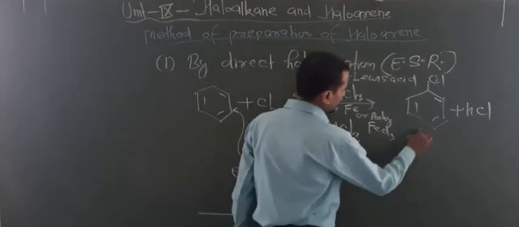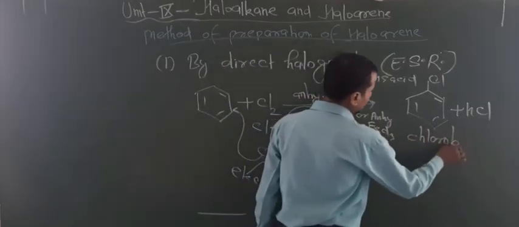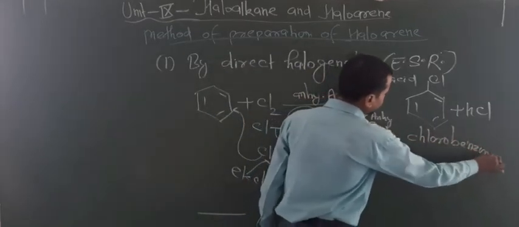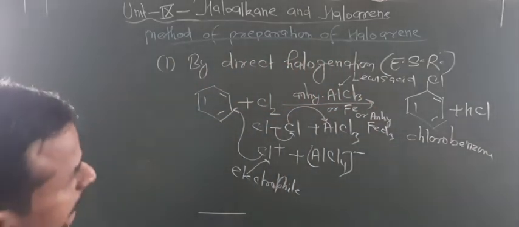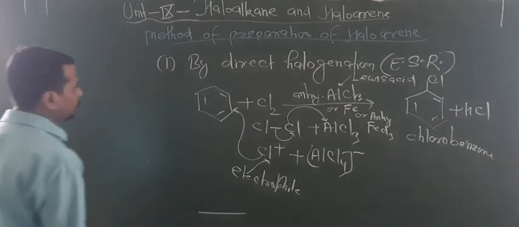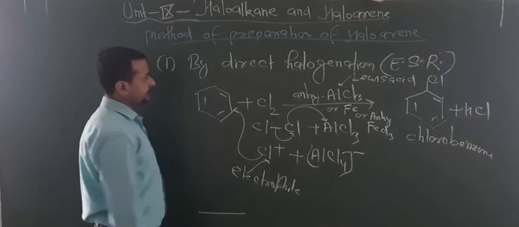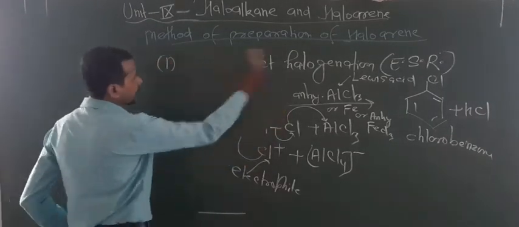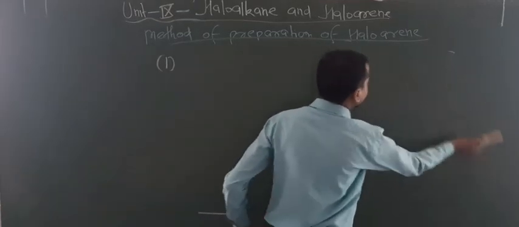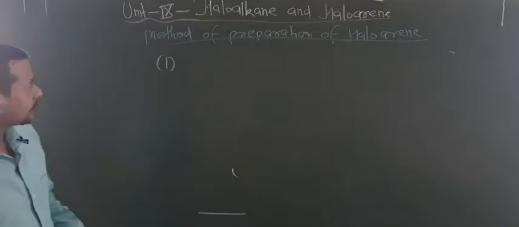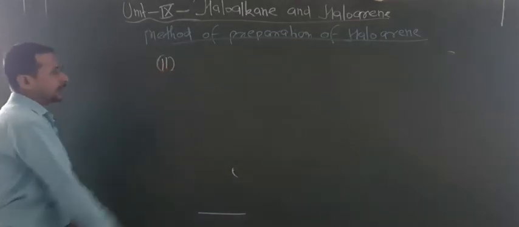So by direct halogenation you can prepare chlorobenzene. Similarly you can prepare bromobenzene. Now the second method of preparation of haloarene.